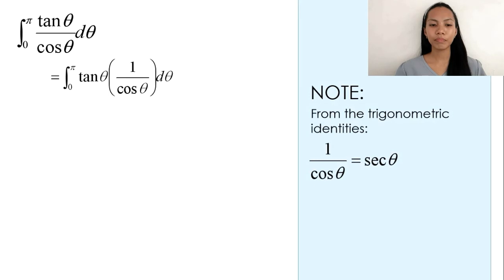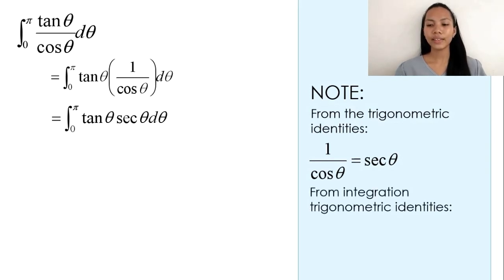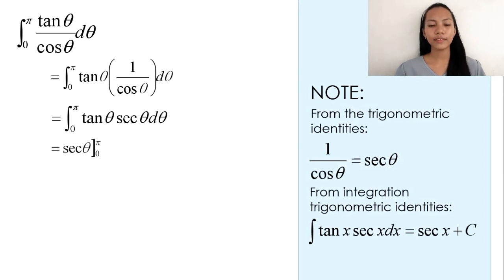So, note natin ang 1 all over cos theta from the trigonometric identities is equal to sec theta. So, it is equal to integral of tan theta sec theta with respect to theta from the limits 0 to pi. So, itong from integration of trigonometric identities naman, integral of tan x sec x with respect to x is equal to sec x plus c. So, itong tan theta sec theta natin is magiging sec theta na siya. So, is equal to sec theta from the limits 0 to pi.